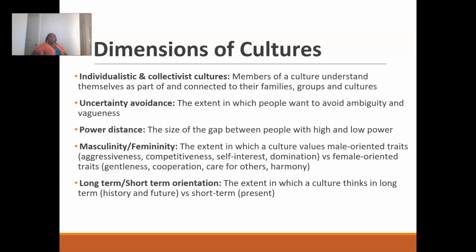Now, here are just a few dimensions of cultures. Like I mentioned earlier, there are so many cultures around the globe that theorists found commonalities in certain cultures and labeled certain behaviors, patterns, and belief systems. So, for example, individualistic versus collectivistic cultures. In collectivistic cultures, people understand themselves as a part of and interconnected with their families, groups, and cultures.